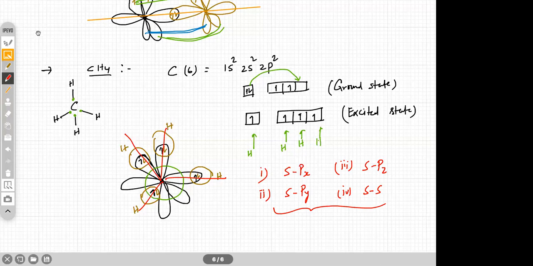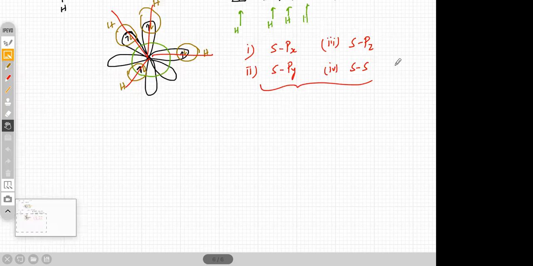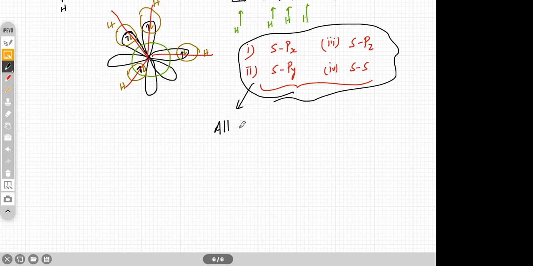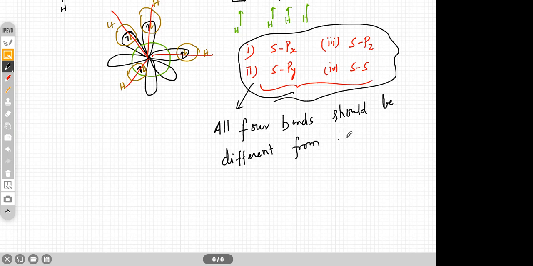And when different orbitals are involved, what we can conclude is that the bonds formed in the CH4 molecule according to valence bond theory, all 4 bonds, should be different. And different in what aspect? Different in terms of their strength, in terms of their length, because different orbitals are there. They cannot be identical, basically. Little bit of difference should be there, right? All 4 bonds should be different from each other. If not the 3 bonds, SPX, SPY, and SPZ, at least these 3 bonds and this SS bond must be different from each other, right? Because of the extent of overlapping.